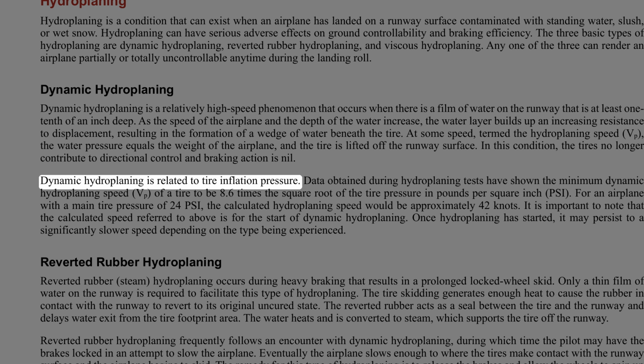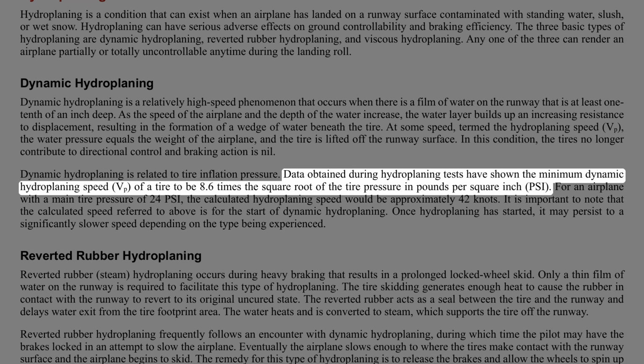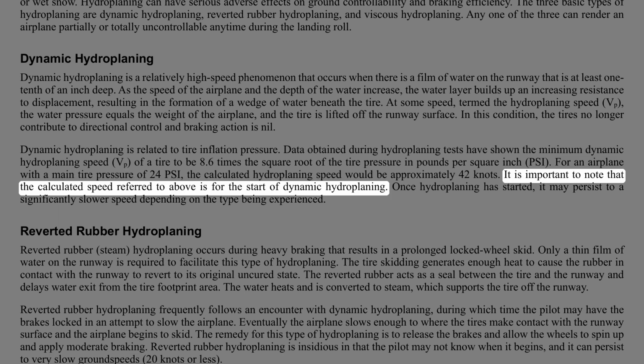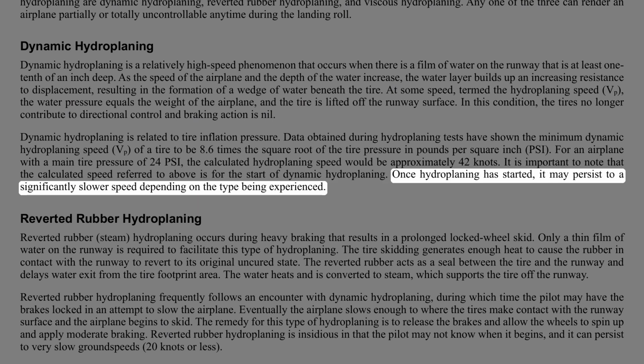Dynamic hydroplaning is related to tire inflation pressure. Data obtained during hydroplaning tests have shown the minimum dynamic hydroplaning speed, V, of a tire to be 8.6 times the square root of the tire pressure in pounds per square inch, psi. For an airplane with a main tire pressure of 24 psi, the calculated hydroplaning speed would be approximately 42 knots. It is important to note that the calculated speed referred to above is for the start of dynamic hydroplaning. Once hydroplaning has started, it may persist to a significantly slower speed depending on the type being experienced.